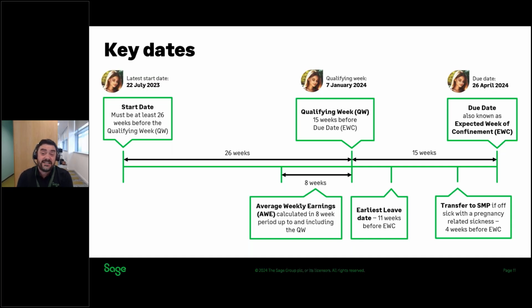And then the latest start date to qualify for this payment is 22nd of July 2023. And actually, in this case, she was employed several years up to that date as well. So she's met the qualifying conditions, and these are the dates applicable to this case of maternity leave.